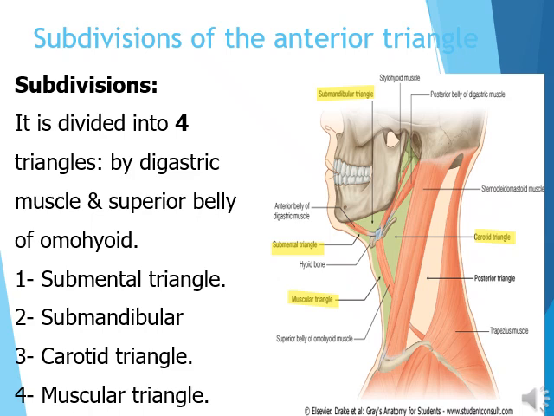The four subdivisions are the submental triangle, the submandibular triangle, the carotid triangle, and the muscular triangle. In the next few slides, we'll explore each of these in detail, looking at their boundaries, contents, and surgical relevance.